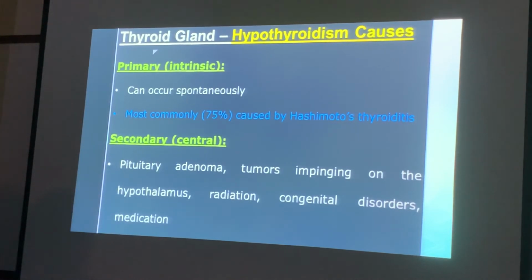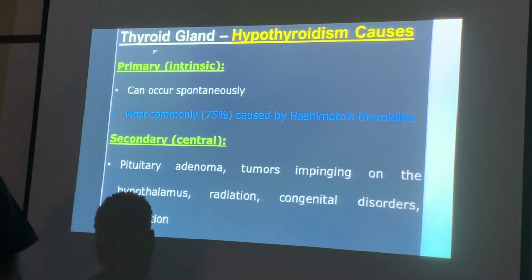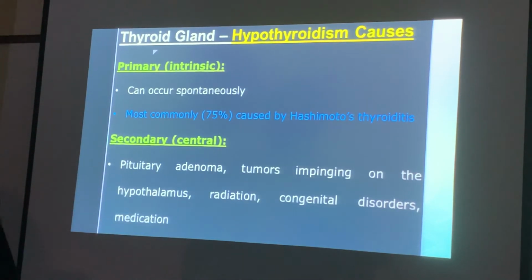Radiation, congenital disorders, and medication are all secondary forms of hypothyroidism. These are reasons why you would have secondary hypothyroidism.